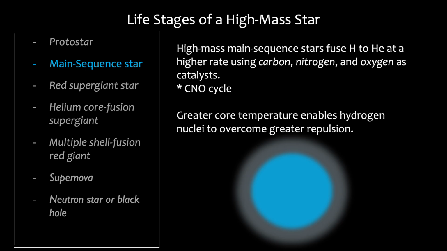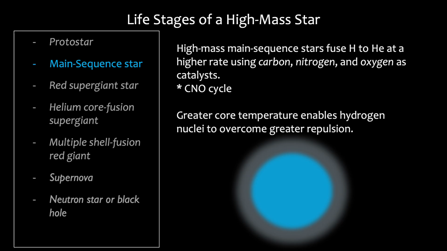From the protostar stage, the next stage is the main sequence where hydrogen burning begins. Now, hydrogen fusion in a high mass star proceeds through a different set of steps from the low mass stars. And this is the one major difference here. Low mass stars fuse hydrogen into helium through the proton-proton chain process. In a high mass star, the strong gravity can compress the core to higher temperatures than in lower mass stars.